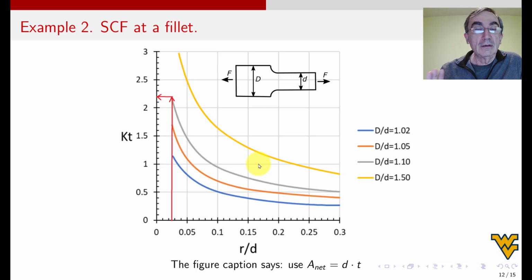Not my choice, okay? So now the solution is given parametrically for big D over small d, because it's a fillet and it makes a difference how much you jump from this big D to this little d. And so you gotta pick one of these curves by calculating this. And then, of course, you read the KT over here, which has no dimension, so we don't have to worry about units. And the figure caption says use A net, which in this case is d times t, because the net is this times the thickness, the smaller of the two areas.